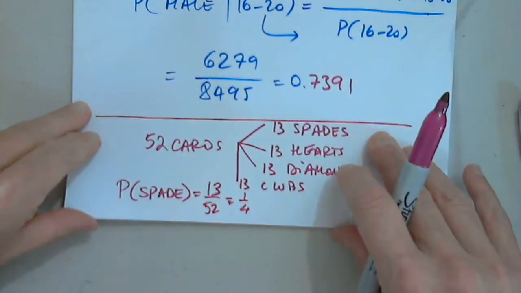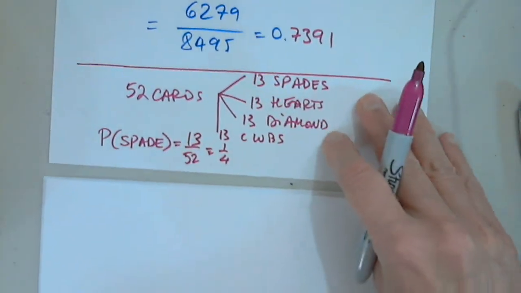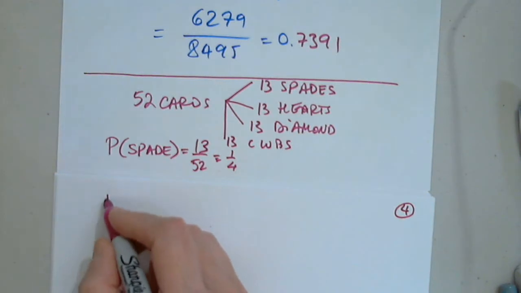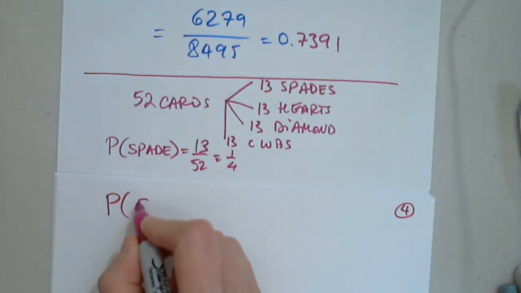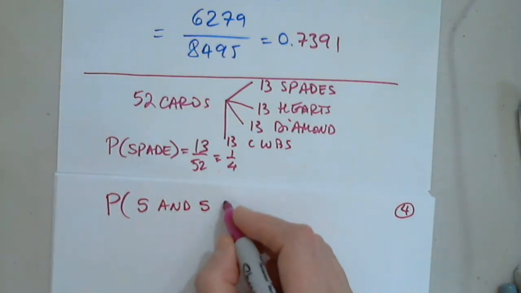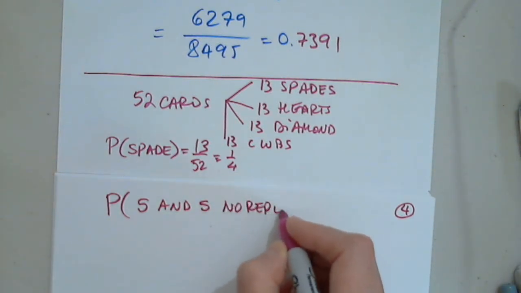Good. Now we are selecting one spade, but this time we want spade followed by spade, no replacement.